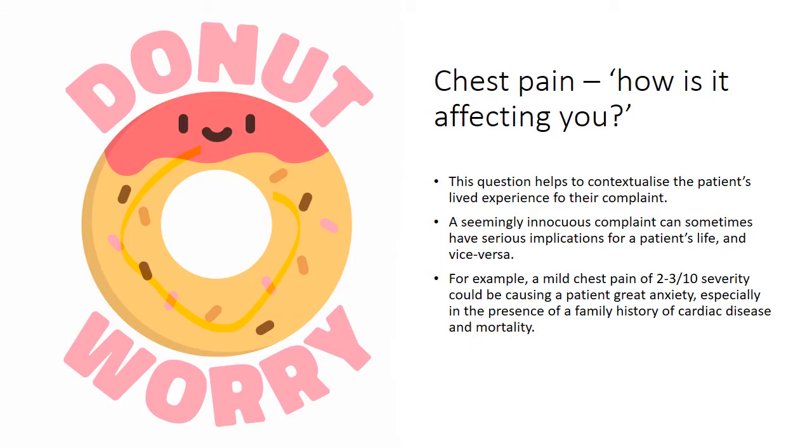Morton's symptom analysis tool traditionally finishes with T for timing, but this expanded one has this extra U at the end, which stands for how is the pain or how is it affecting you? And I think this is a really useful question for starting to contextualize the patient's lived experience of whatever their complaint is. So in this example with chest pain, it means that a seemingly innocuous complaint can sometimes have some quite serious implications for people.